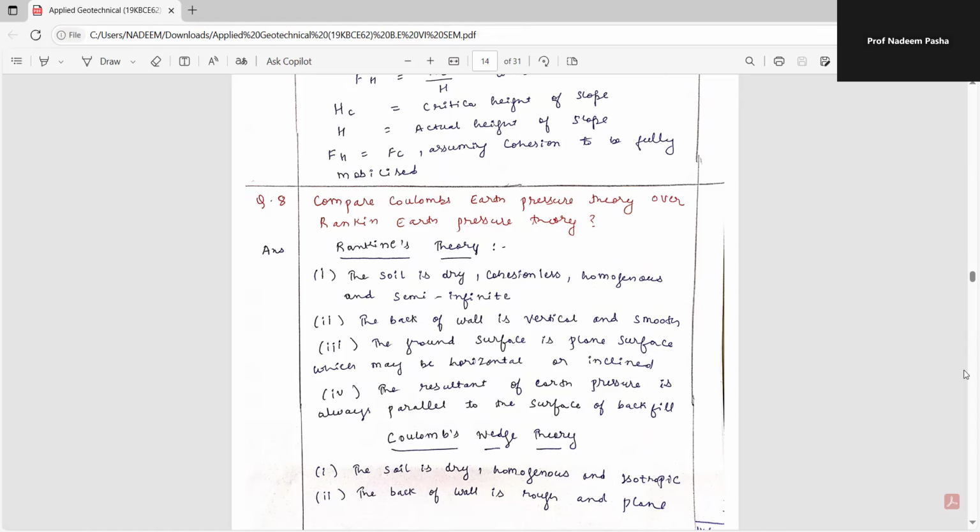Comparing Coulomb's earth pressure theory with Rankine's earth pressure theory. Rankine's theory: the soil is dry, cohesionless, homogeneous, and semi-infinite. The back of the wall is vertical and smooth. The ground surface is a plane surface which may be horizontal or inclined. The resultant of earth pressure is always parallel to the surface of the backfill.